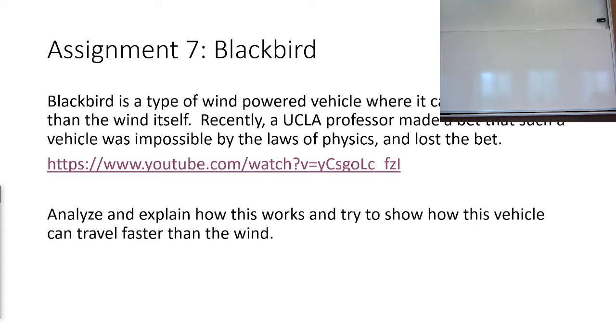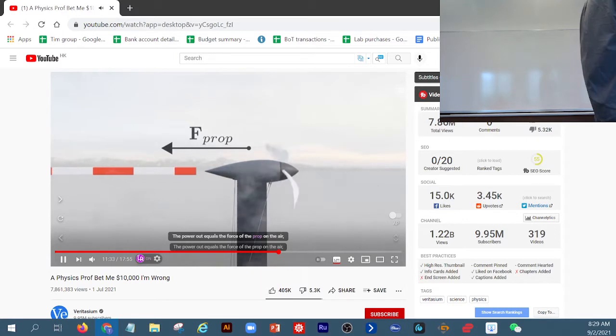So you guys can watch the full video later, but there's this type of contraption that some people invented. Essentially, it works like a car, but there's a propeller on it, right? And it's basically a wind-powered vehicle.